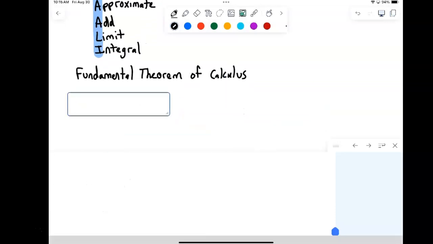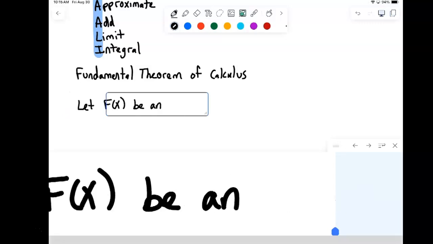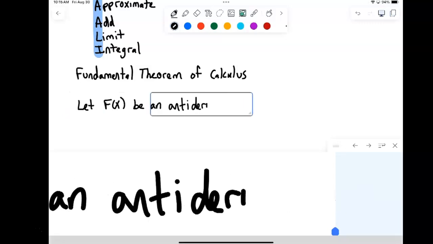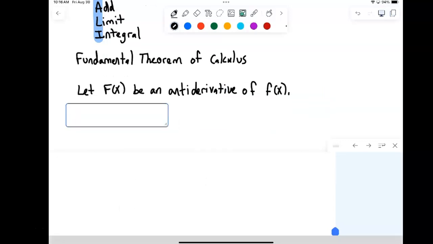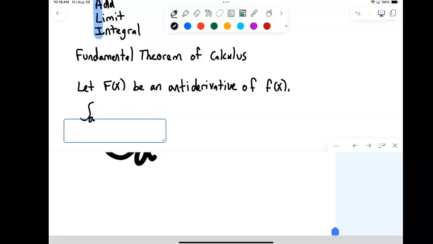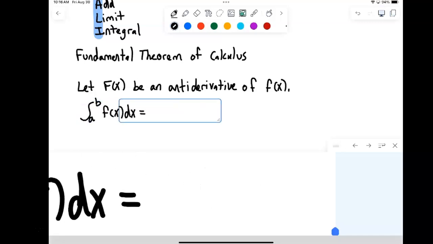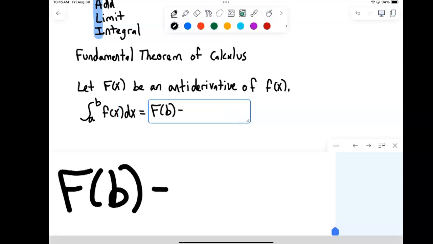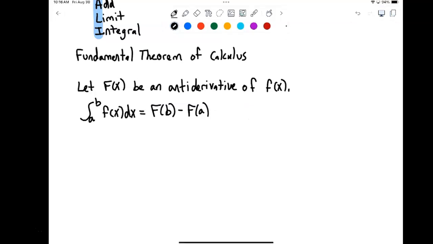And what that told us is we say let capital F of x be an antiderivative of little f of x. Then the integral from a to b of little f of x dx, remember, was to evaluate the antiderivative at the two endpoints and take the difference between those. All right, so that was our fundamental theorem of calculus.